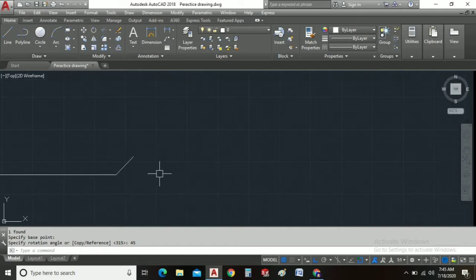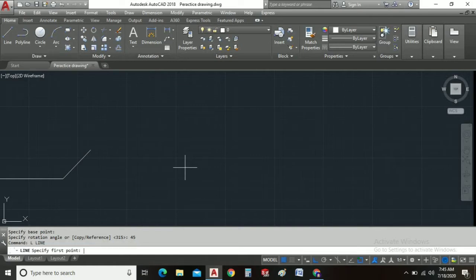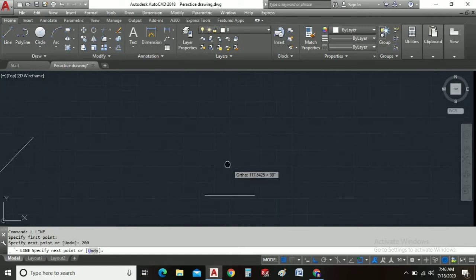And now we are going to understand one more way to draw a line at a particular angle without using the rotate command. So alright guys, let's start. Just select the line command and draw a straight line. Now let's suppose this line is 200 mm. I have drawn it here. This is 200 mm.